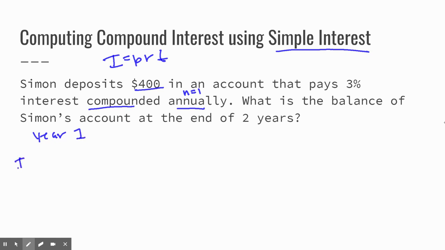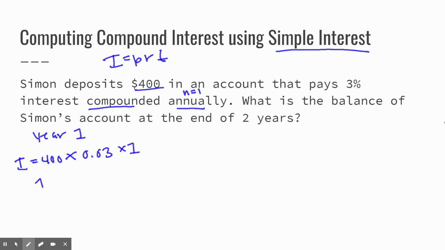Year 1, you're going to find your interest is equal to 400 times 0.03, and we're just talking about 1 year. Okay, so when I put this into my calculator, you're just doing 400 times 0.03. We're talking about year 1, not plus, multiply. I don't know why I said plus to you guys. 0.03, and you get $12.